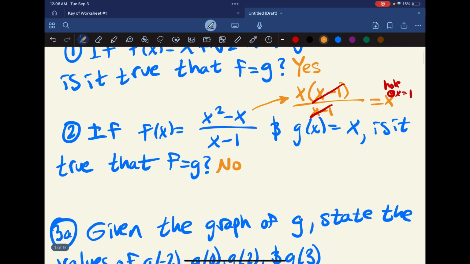So that would be false, because f has a hole at x equals 1.